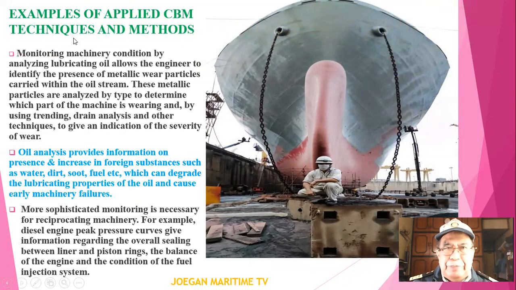Examples of applied CBM techniques and methods. Monitoring machinery condition by analyzing lubricating oil allows the engineer to identify the presence of metallic wear particles carried within the oil stream. These metallic particles are analyzed by type to determine which part of the machine is wearing, and by using trending drain analysis and other techniques to give an indication of the severity of wear.